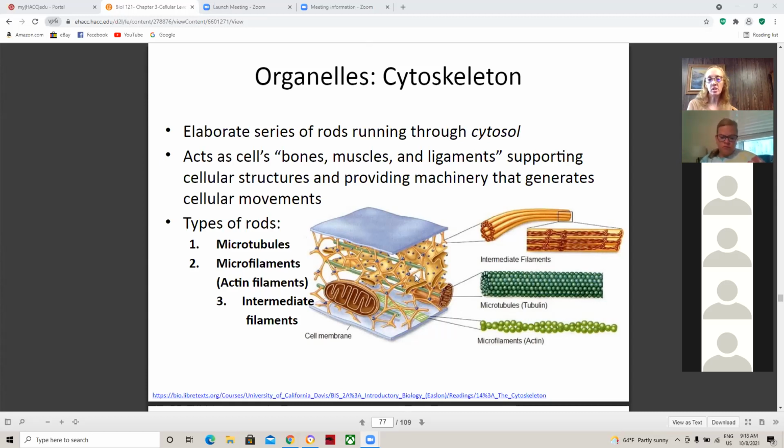Within the cytoskeleton, there are 3 different types of rods. There's microtubules, which are hollow tubes made of tubulin molecules. There's microfilaments, which are made of actin subunits. And there are intermediate filaments.